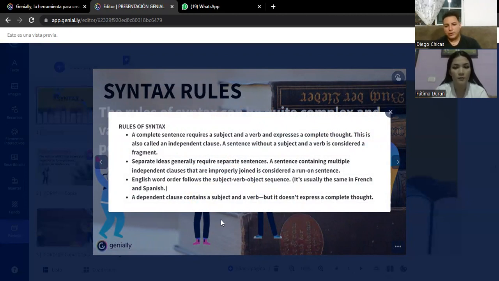A sentence without a subject and a verb is considered a fragment. Separate ideas generally require separate sentences. A sentence containing multiple independent clauses that are improperly joined is considered a run-on sentence. English word order follows the subject-verb-object sequence. It is usually the same in French and Spanish. A dependent clause has a subject and a verb, but it doesn't express a complete thought.